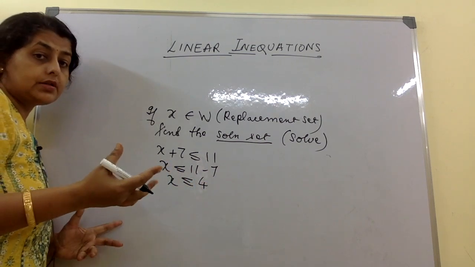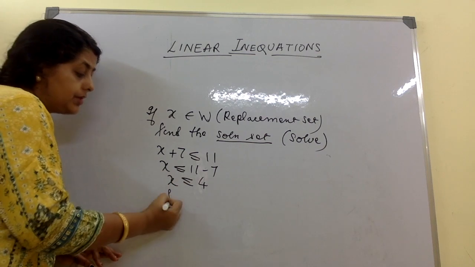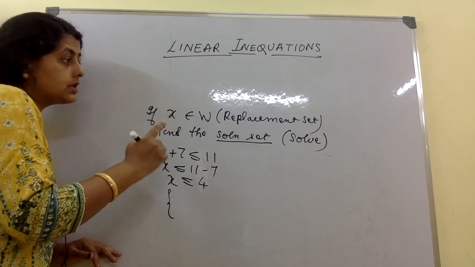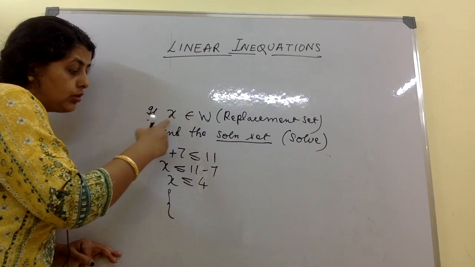Till now, I don't see a difference. So x is less than 4. Let me write the solution set. The solution set is how much? It is the set of whole numbers.